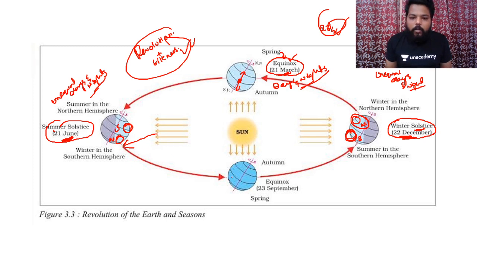Now the sun rays are falling onto the equator. Again equal distribution of sun rays on the both zones, hence we would be experiencing equal days and nights. And this phenomena again it is called as equinox, called as autumn equinox, which happens on September 23rd.